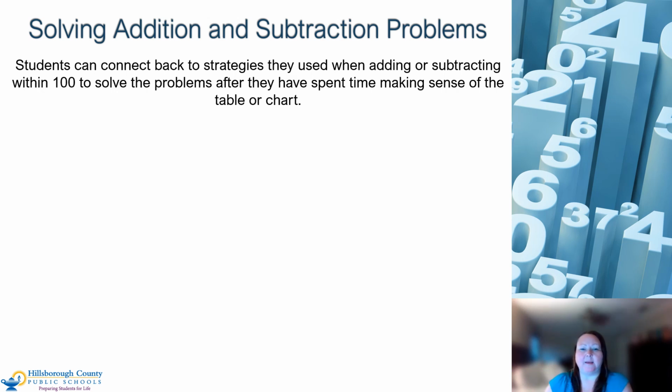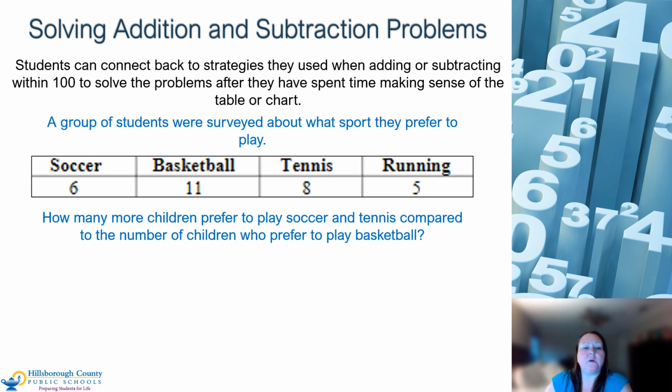So students can connect back to strategies they use when adding or subtracting within 100 to solve the problems. So they can use the same base 10 models, they can use the same kind of equations, whatever strategies they used before, you want to connect here. So going back to the original task that you guys solved, a group of students were surveyed. How many more children prefer to play soccer and tennis compared to the number of children who prefer to play basketball? So it may take some time breaking down that word problem and looking for actions that tell you whether you're adding or subtracting or both.